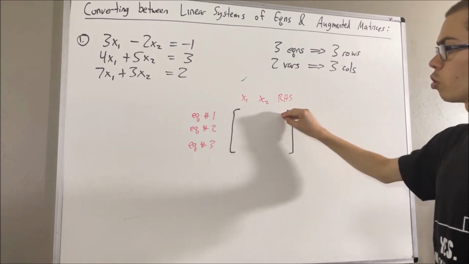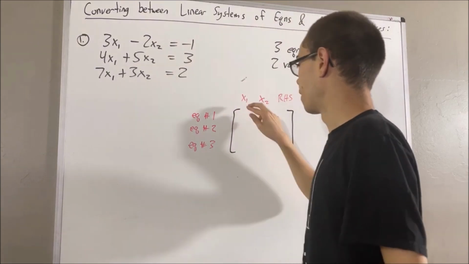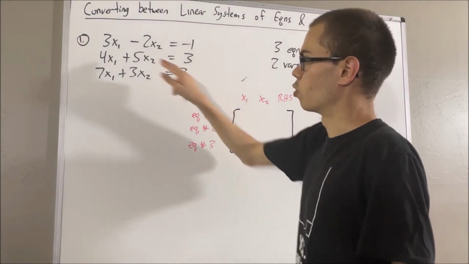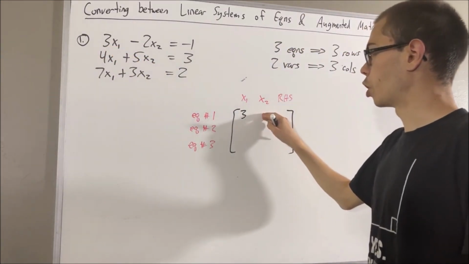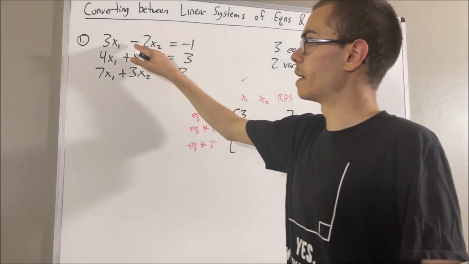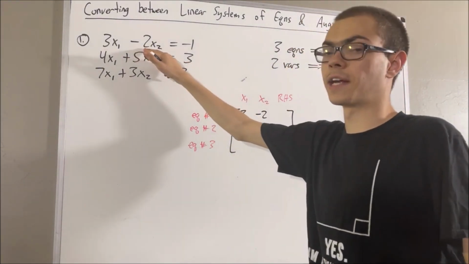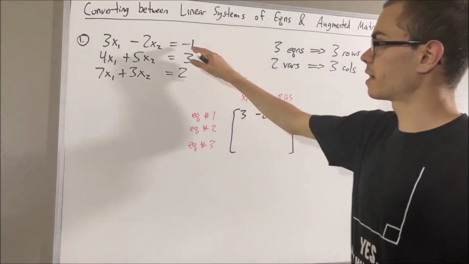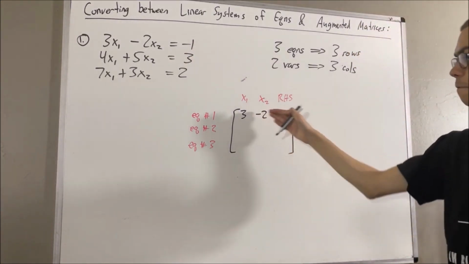Now for the first row, we're looking at our first equation, right? And as for the first entry, we're looking for the coefficient in front of x1, which in this case is a 3. As for the second entry, we're looking for the coefficient in front of x2, which is -2, right? Make sure to take into account the sign, because that's important. As for the number on the right-hand side, that's a -1. And so that's it for the first row.